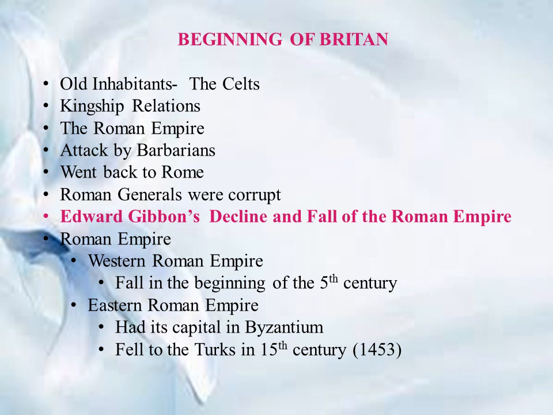This Roman Empire was actually not one Roman Empire, it was two, the Western Roman Empire and the Eastern Roman Empire. The Western Roman Empire fell in the beginning of the 5th century and the Eastern Roman Empire was flourishing for 1000 years more, and that is the Byzantine Empire. The Eastern Roman Empire had its capital in Byzantium and it fell to the Turks in the 15th century. Remember the year, that is in 1453.